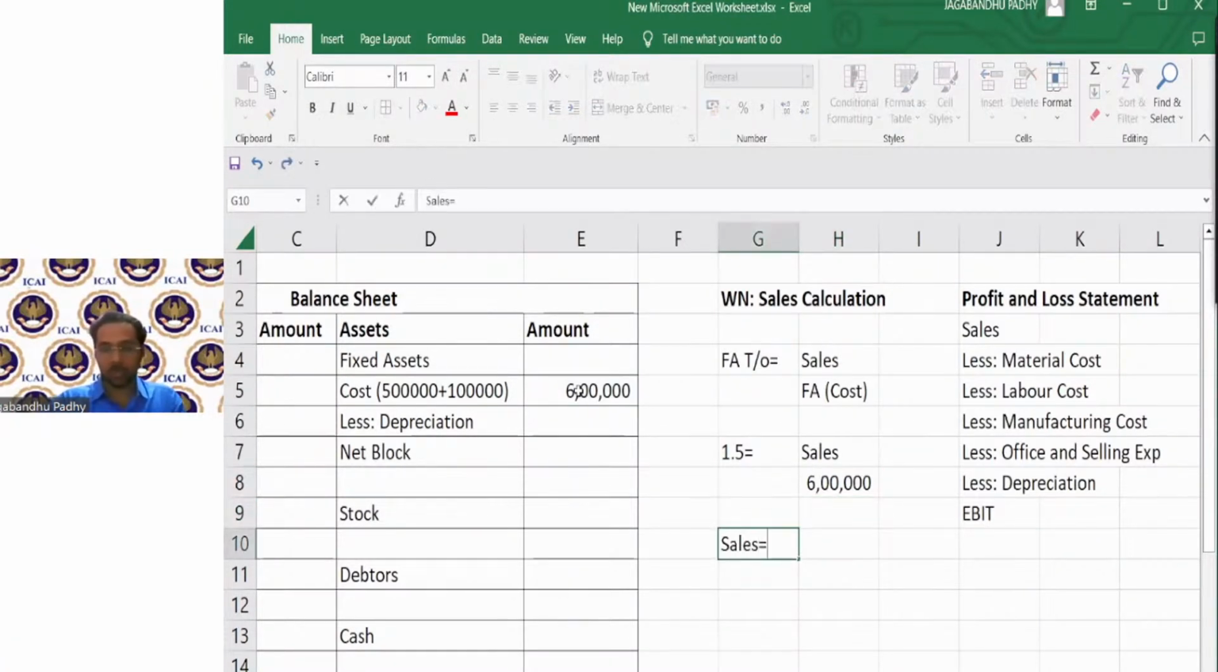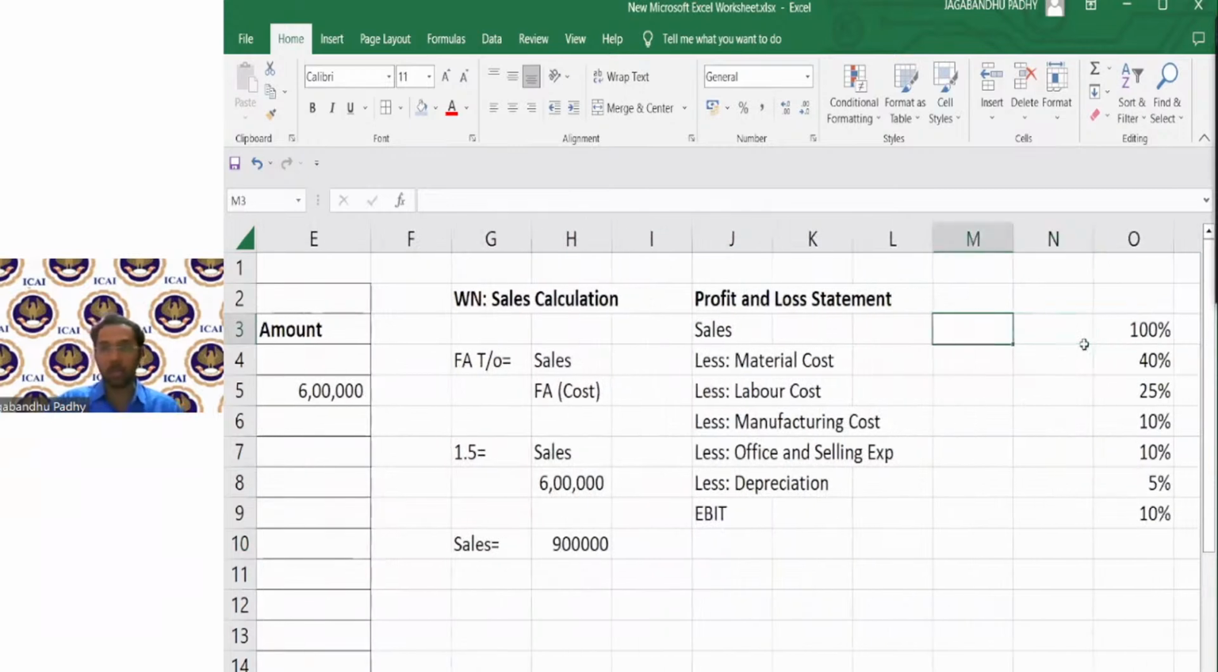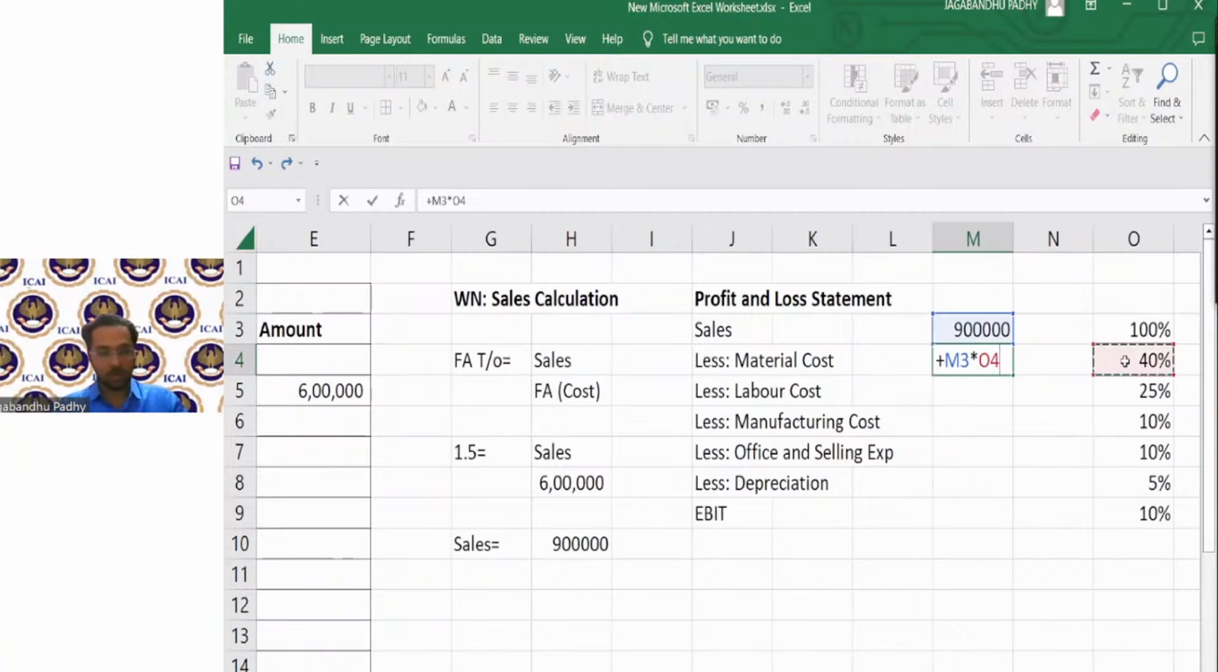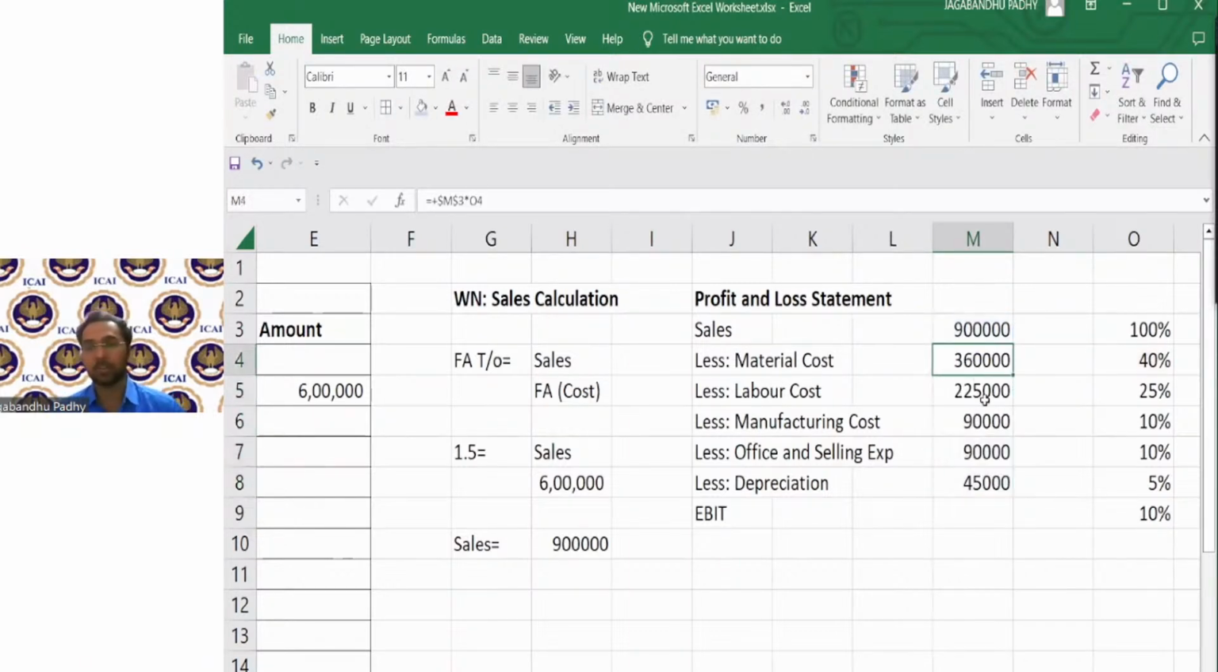And finally, we can say that sales figure will be 1.5 times of the 6 lakh. That should be actually 9 lakh. So 6 lakh multiplied by 1.5. So we get a sales figure as 9 lakh. And we can quickly run through the entire thing because sales is 9 lakh. So material cost will be 9 lakh multiplied with 40%, right? So we can simply say that material cost is 3 lakh 60, labor is 2 lakh 25, manufacturing is 90, office and selling expense is 90, and depreciation is 45,000.